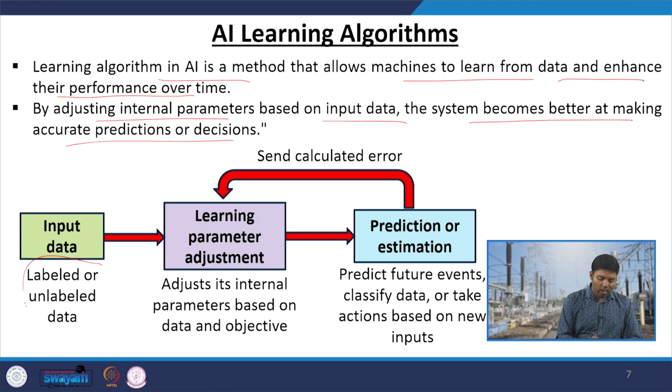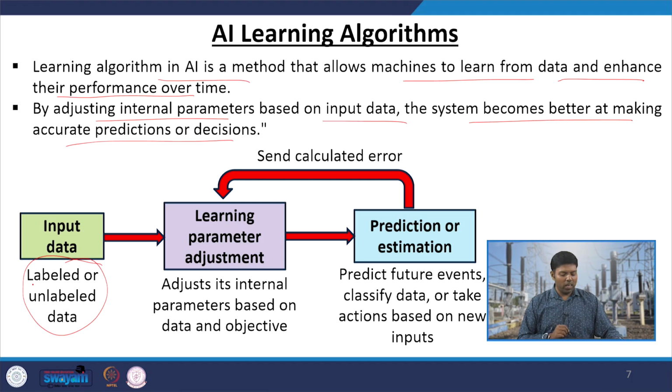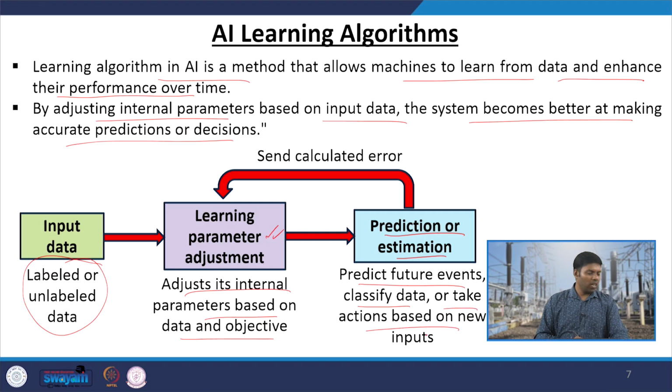Okay. So, what we do? We give labeled or unlabeled input data to the learning AI module. It learns and adjusts the internal parameters based on the data and the objective. Then that is given as an output, a prediction or estimation that will predict future events, classify the data or take action against new inputs. This means your response to a certain event.